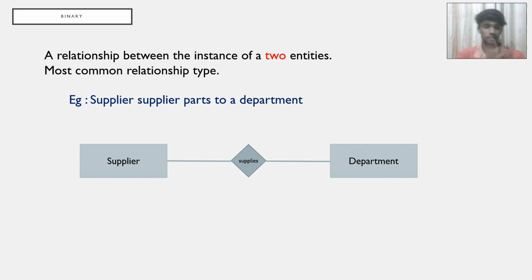So that is how binary relationships are made, in between two entities. That's why it is known as binary. Binary means 1 and 0, only two values. It's the exact same definition: binary relationships, only two entities. That is more prominent, I think.